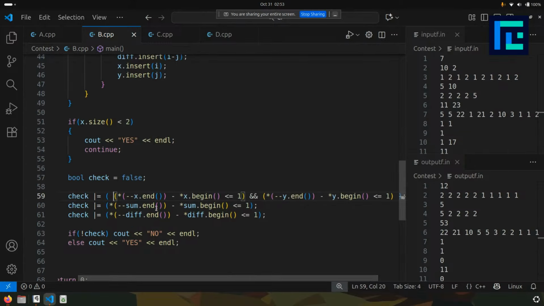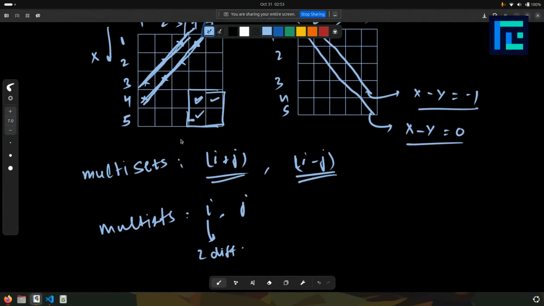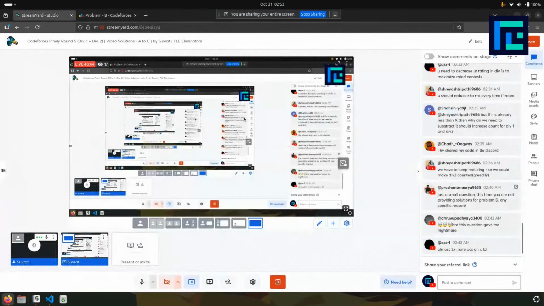And then checking for a box. For the box, we can see the range of the x-axis and the range of the y-axis. If both the ranges are less than or equal to 1, then that must mean that the elements are inside a box. So these three conditions we need to check, and if any one of these is true, then check will become true, and if check is true, then the answer is yes, else no. So that was the solution for problem B. If you guys have any doubts, you can ask.